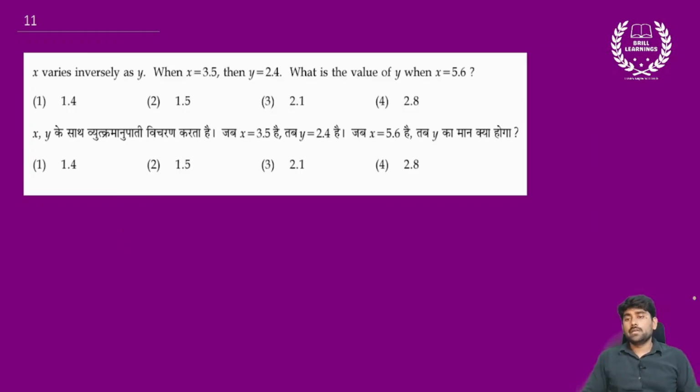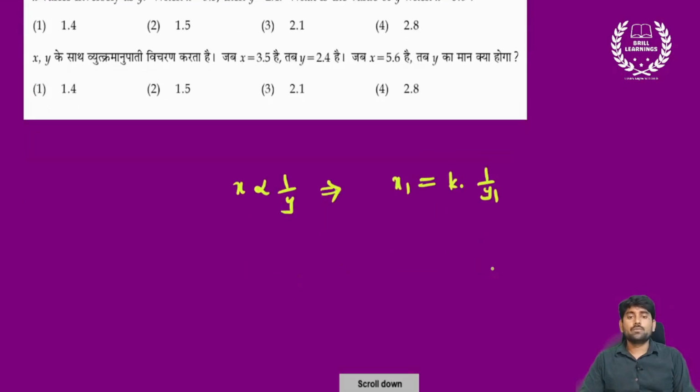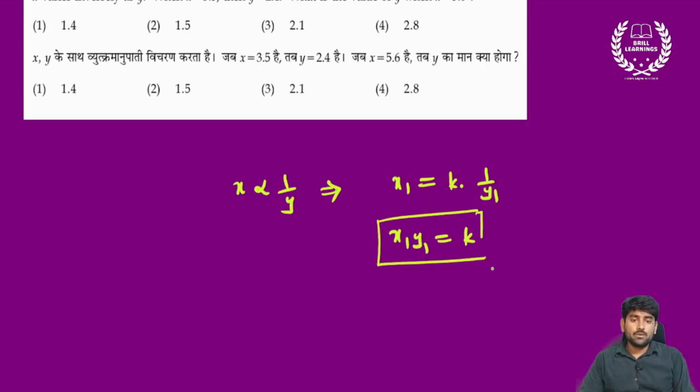X varies inversely as y here. So x is inversely proportional to y. Remove this proportionality. x1 is equal to some proportionality constant over y1. The product of these two values, x1 and y1, is equal to some constant k here. For all x and y values, the product should be equal to some constant. That is why x1 y1 is equal to x2 y2 also.